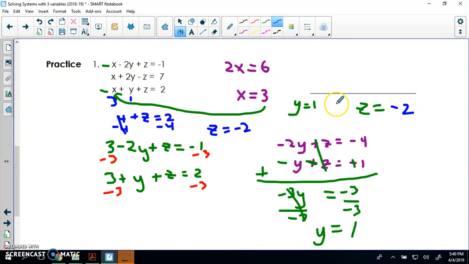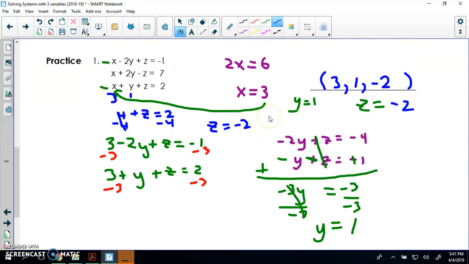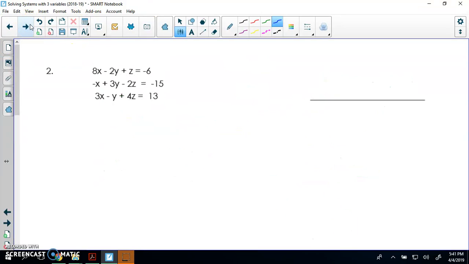Negative 2. So if I really wanted to lay this out nice and pretty, and I don't care how you lay it out, technically it goes x first, then your y, and then your z. There we go. Look at that. Just look at it. All right. That actually didn't take too much time.